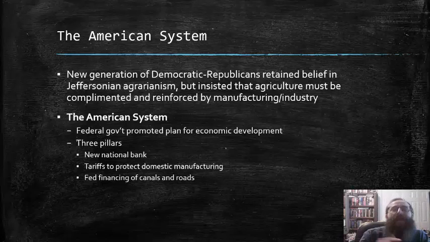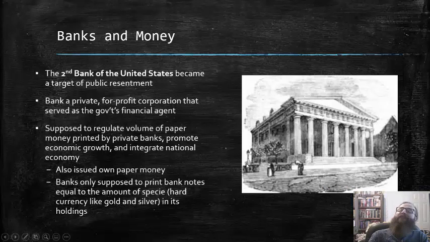First, a new national bank that could promote economic prosperity throughout the nation and integrate the national economy. Second, new tariffs to protect domestic manufacturing. And third, federal financing of canals and roads and other transportation systems known as internal improvements. The National Bank quickly became a target of public resentment.